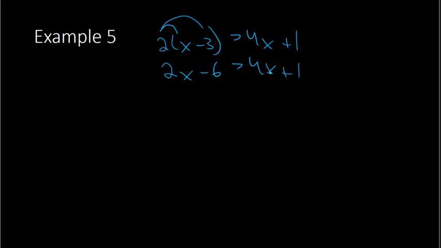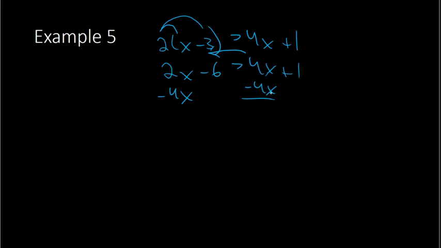And then from here, we want to bring the x's to the same side. I can either bring the 2x to the right side or the 4x to the left side. Let's bring the 4x to the left side, and I do that by subtracting. So I subtract 4x from both sides.